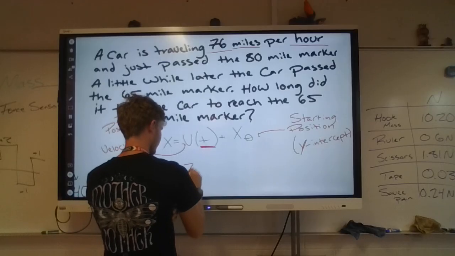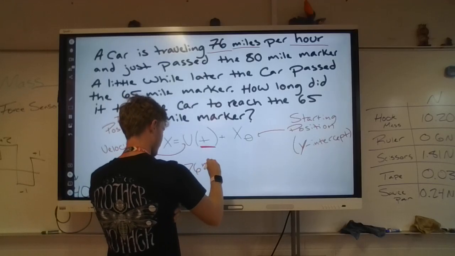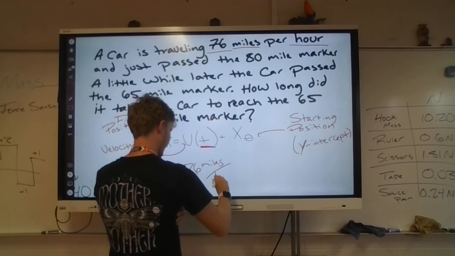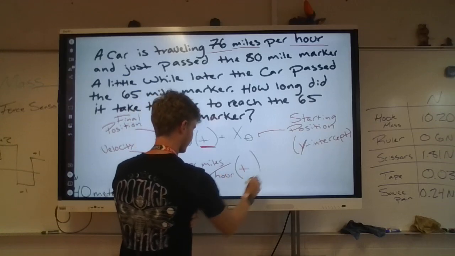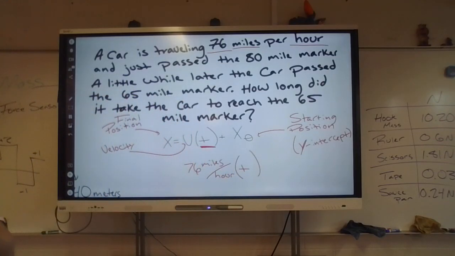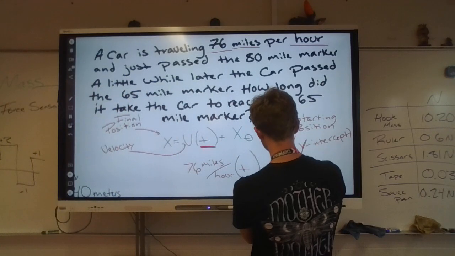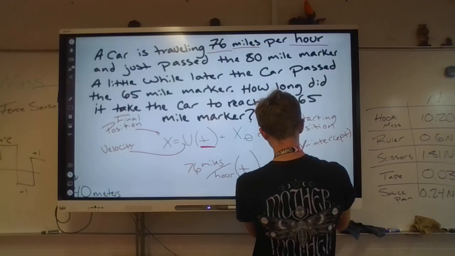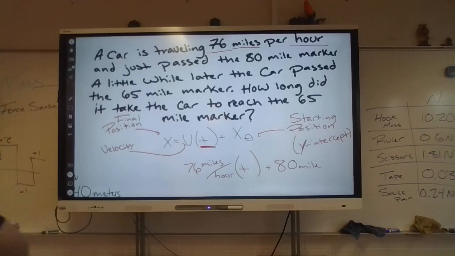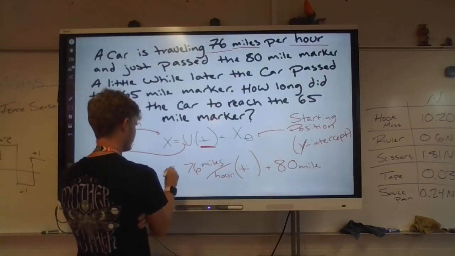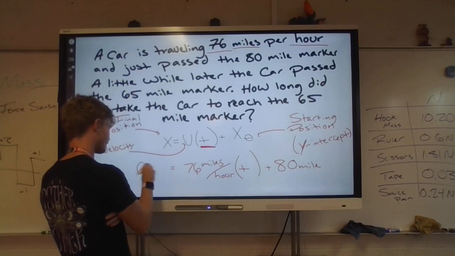So I'm going to put 76 miles per hour. And we're going to put T for time. That's what we're solving for. It said we just passed the 80-mile marker, so we're starting at the 80-mile marker. So that's our starting position. And then it says a little while longer, we reach the 65-mile marker, which is going to be our final position, 65 miles.